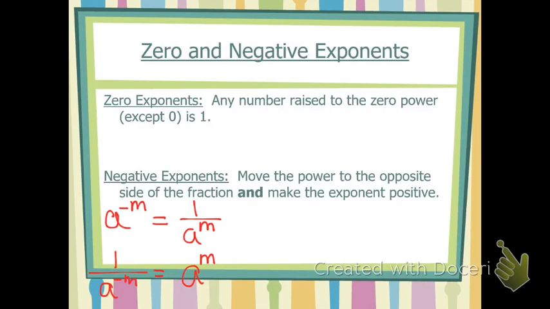So it's almost as if a negative exponent changes position. If the negative exponent is in the top of a fraction, then it moves to the bottom and becomes positive. If it's in the bottom, then it moves to the top and becomes positive. Let's try a few examples.